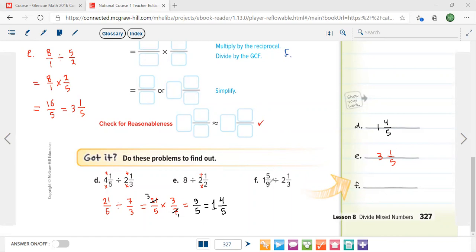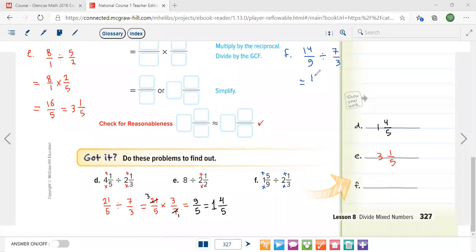1 and 5 over 9 is divided by 2 and 1 third. So multiply, then add. Multiply, then add. 9 times 1 is 9 plus 5 is 14. So 14 over 9. Division stays division for now. 3 times 2 is 6 plus 1 is 7. So 7 over 3.